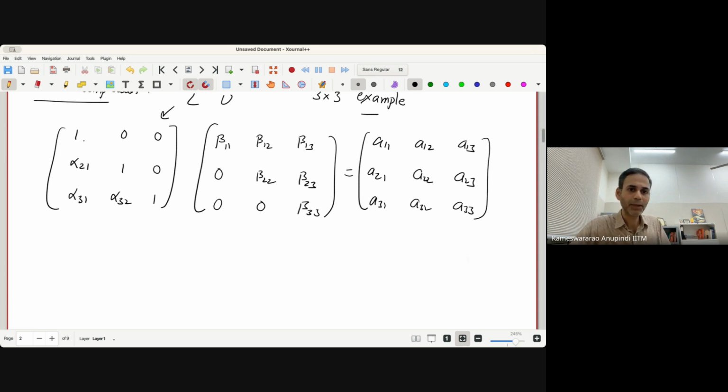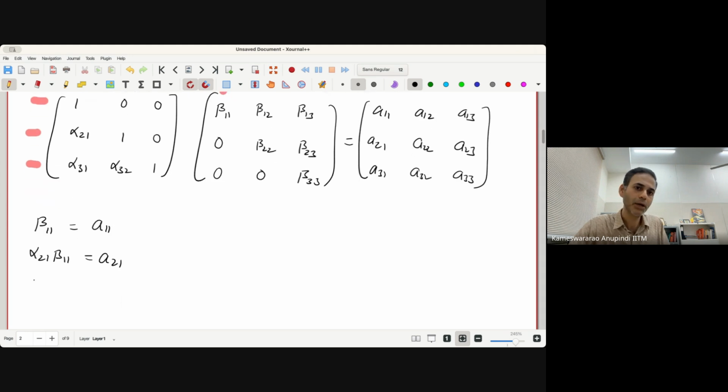For that, let me first multiply the rows with the first column. The first row times the first column gives beta 1,1 equals A 1,1. The second row times the first column gives alpha 2,1 beta 1,1 plus 1 times 0 equals A 2,1. The third row gives alpha 3,1 beta 1,1 equals A 3,1.